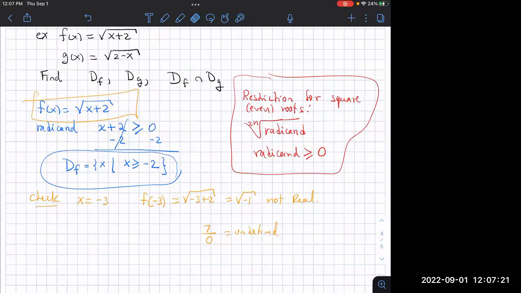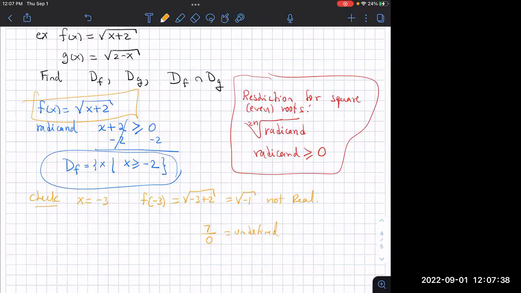So the square root of -1, you can define it, but it's not going to be real. And the other one is undefined. Okay, go ahead. It says restriction for even roots. Yes, square roots or even roots.